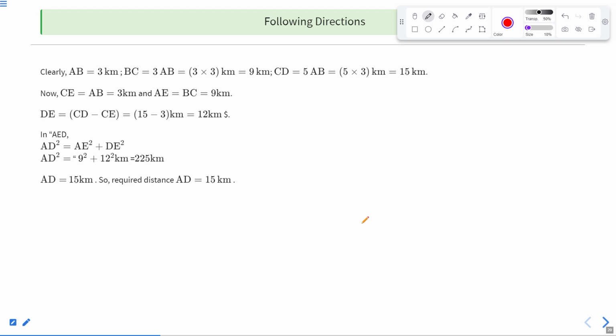Now CE is equal to AB is equal to 3 and AE is equal to BC is equal to 9. Therefore, DE is equal to CD minus CE, which is 15 minus 3, 12. In AD, AD square is equal to AE square plus DE square, which is equal to 9 square plus 12 square, square root of 225 is 15.